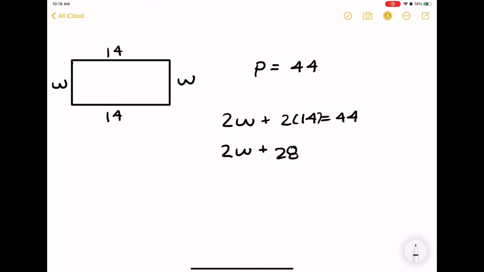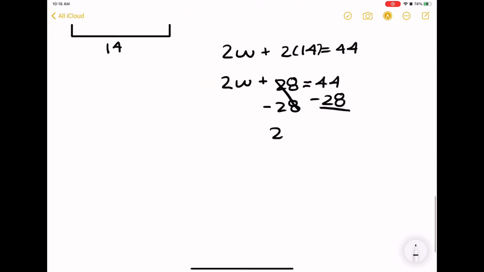We solve this equation just like how we normally would. So we subtract 28 from both sides to isolate the variable. We'll get 16 is equal to 2w, divide by 2, and then we'll get the width is equal to 8.